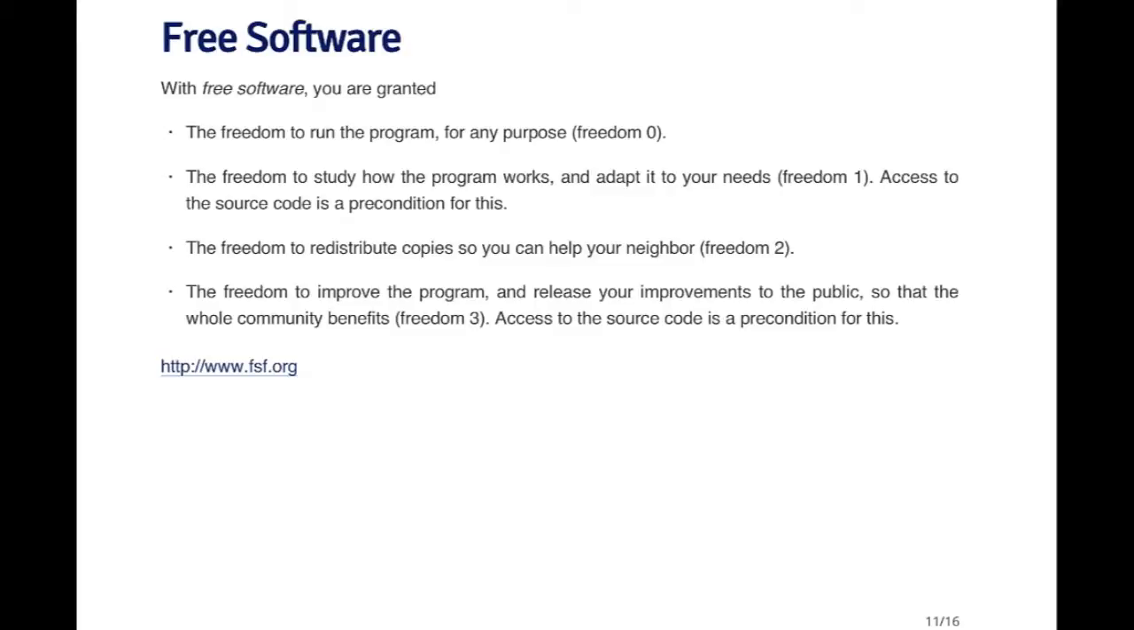So with free software, there are four basic principles, right? You have four basic freedoms. Freedom 0 is the freedom to run the program for any purpose. So there are no restrictions on how you can run the program or when you can run the program or what you can or cannot do with it. Freedom 1 is the freedom to study how the program works and adapt it to your needs.